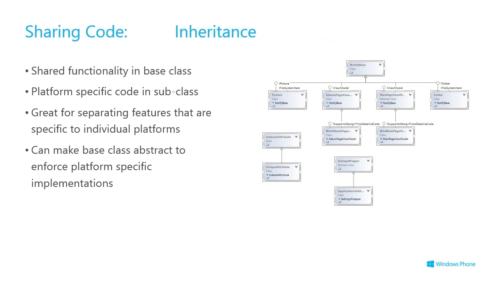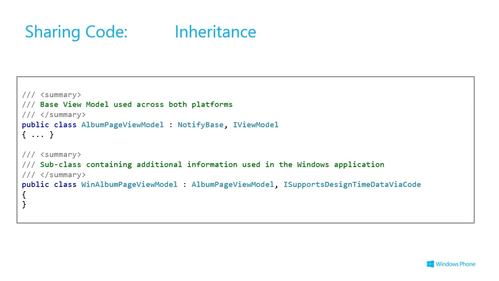Another technique you can use is inheritance. So you can have shared functionality in a base class, that could even be in the portable class library, and then you can inherit from that base class and have platform-specific differences in the different platform-specific projects. So here's an example, taken from the solution, which is an album page view model, which inherits from something called the base class.